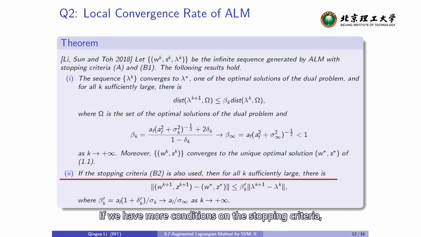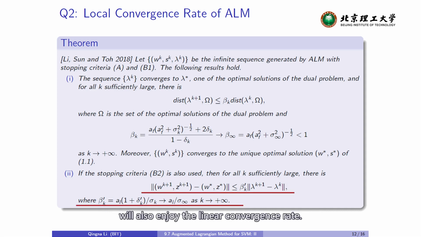If we have more conditions on the stopping criterion, then we can get that the updated iteration omega_k will also enjoy a linear convergence rate. Okay, so here this beta_k is a constant which is related to k, and it will tend to a constant which hopefully is smaller than 1. All right?